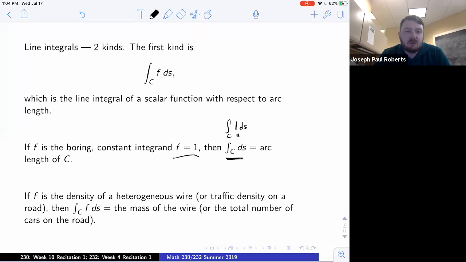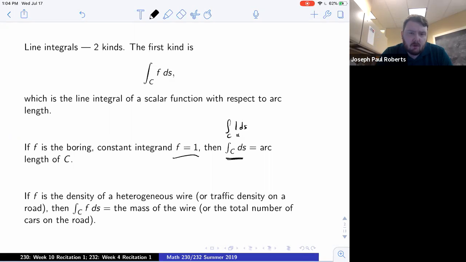So in general, we have this idea that when you integrate the boring constant function 1, you get the size of the region of integration. And so it's going to be the appropriate notion of size. So for one-dimensional things, size means length. For two-dimensional things, size means area. And for three-dimensional things, size means volume. Okay, so anyway, that's the boring constant integrand case.